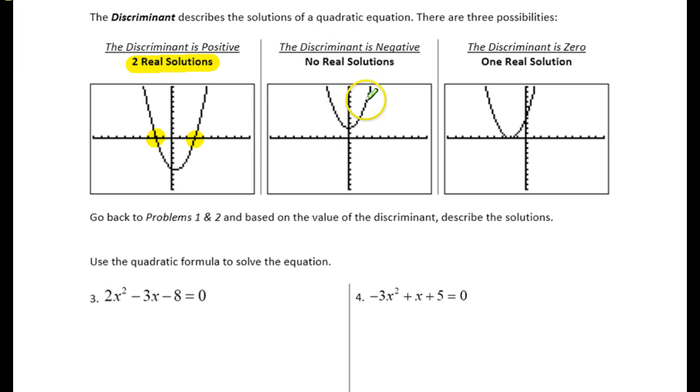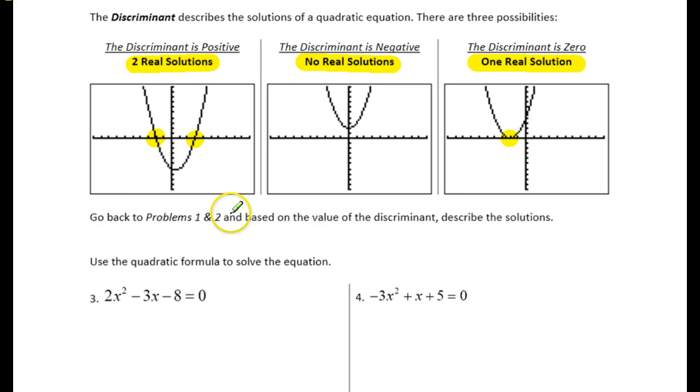If your parabola looks like this, there are no real solutions because it doesn't touch the x-axis anywhere. The last possibility is one real solution: this parabola touches the x-axis in just one place. So the graph can help you predict: should I have two answers because it touches in two places? One answer because it touches in one place? Or does it not touch the x-axis, which means there's no answer, which you can also call the empty set.